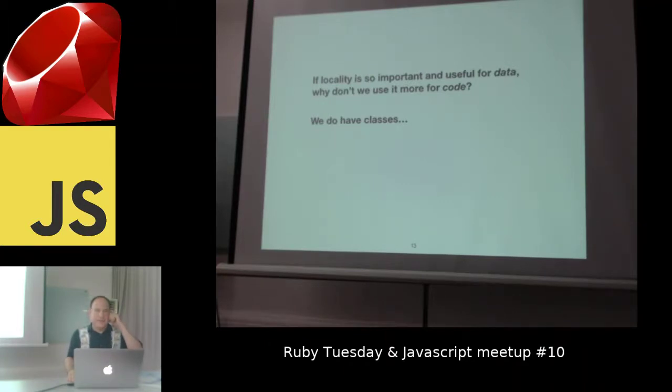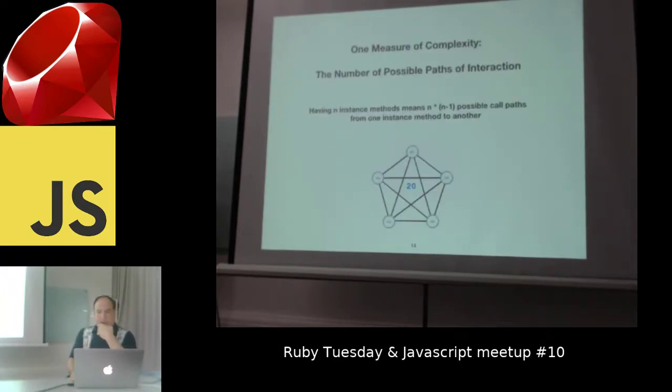But I don't know about the code that you've seen, but the kind of code that I've worked with in the various jobs I've had often has been large classes of many methods. And when there are so many methods, it's confusing. So here's one measure of complexity that might show how dramatic the number of methods really is in contributing to complexity. The number of possible paths of interaction between instance methods is equal to n times the quantity n minus 1, where n is the number of methods, right? So here we have 5 methods, and we have an index of 20, okay?